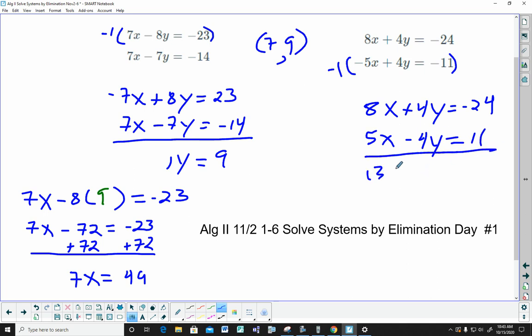So I get 13x, this cancels out, is equal to -13. Divide by 13 and you get -1. So there's half your answer. Then you fill it back into either equation to get the y value. In the interest of time, I hope that you respect that I won't do this one, filling it back in. I think you've seen how to do it. The thing that's new is adding these together.